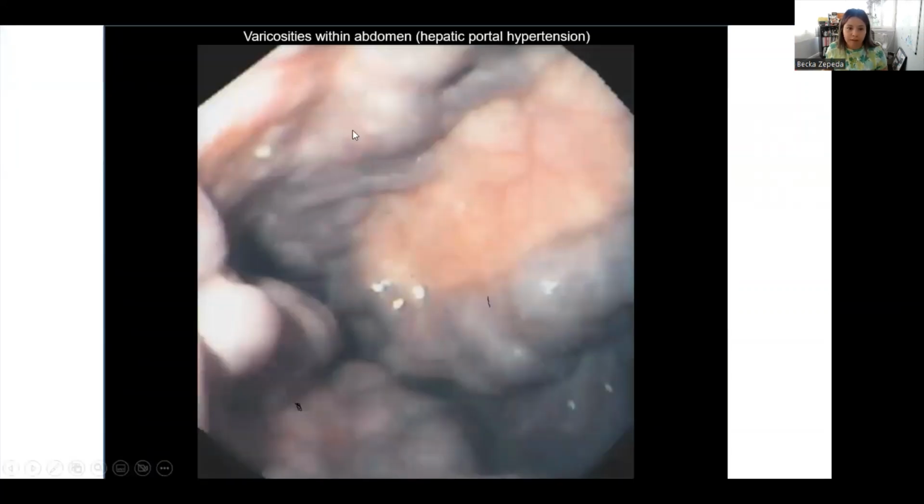So here you can see these varicosities, these bulging veins from the hepatic portal. This is hepatic portal hypertension, because again, there's just not enough blood going through the liver to be filtered because of all the fibrosis and damage and inflammation.